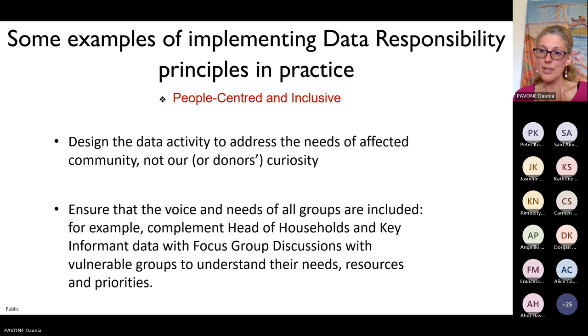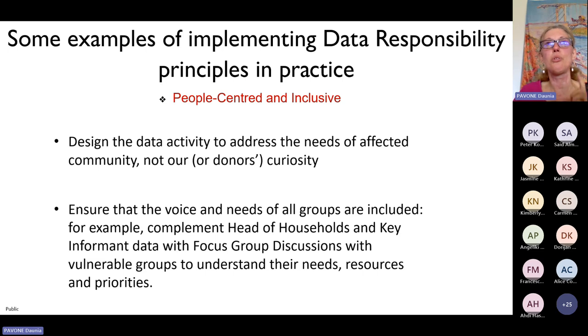Berluse, ensure it's inclusive by considering gender and disability, using the Washington Group set. Interesting, yes. And Angeliki, I think you are also saying a similar thing, include marginalized and less privileged groups. Very interesting.